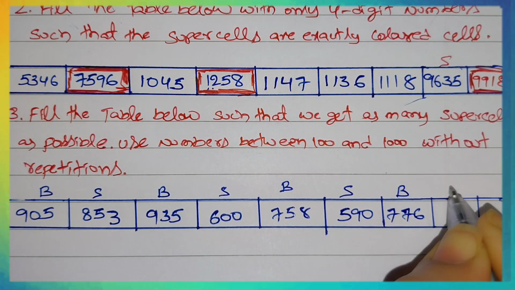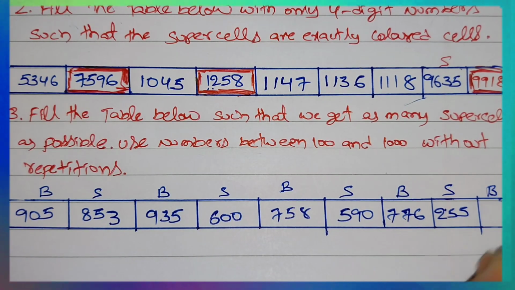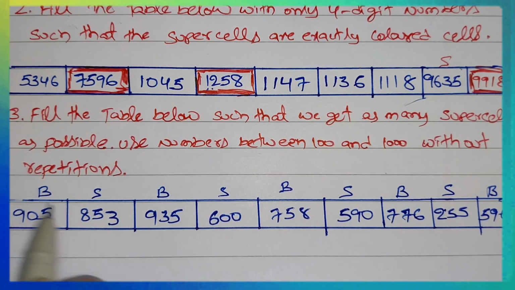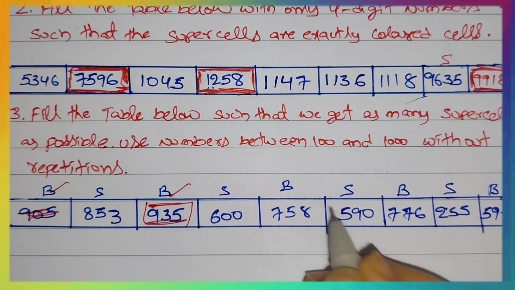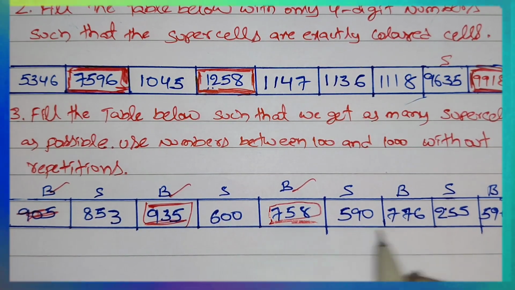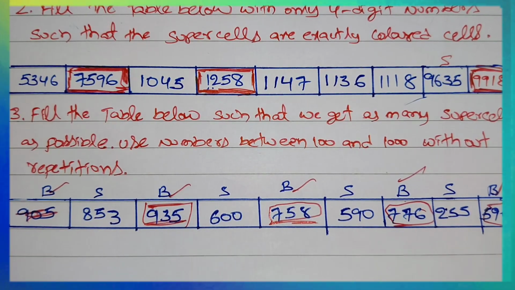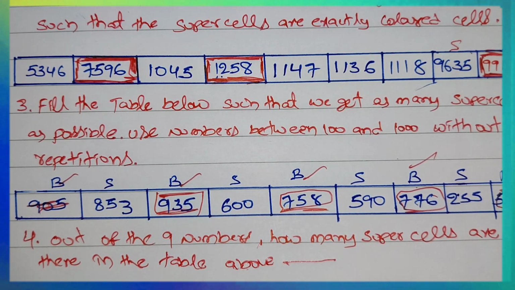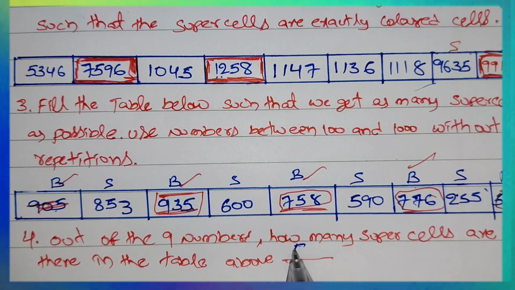If you observe here, all the larger numbers, that is bigger numbers, are supercells: 758, 776 and the last number 596. These are all the supercells, colored with red. 905 is a supercell, 935 is a supercell, 758 is a supercell, 776 is a supercell, 596 is a supercell. Next, moving to the fourth question. Out of the 9 numbers, how many supercells are there in the table above? We got 5. So 5 supercells are there in the above table.